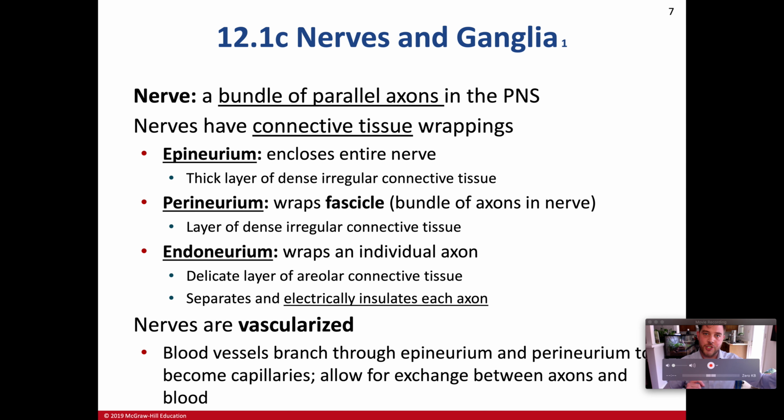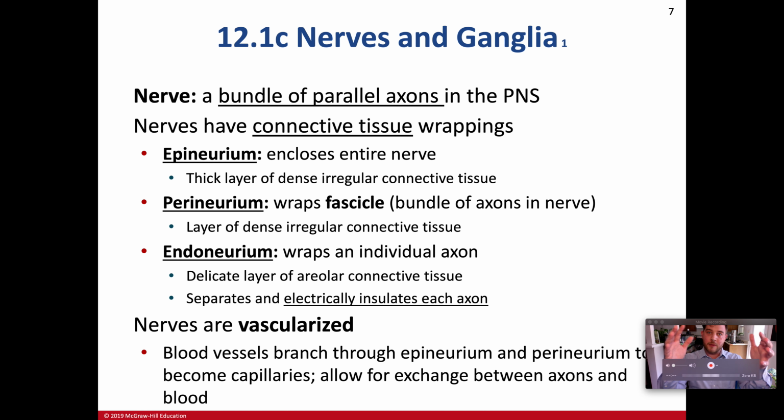Axons are the long extensions coming from a neural body. So they're bundles of those. So a nerve is not a single axon, it's a bundle of axons. They have connective tissue wrappings, just like skeletal muscle does. So this is going to sound pretty familiar from your skeletal muscle studies. There are three layers of that connective tissue: the epineurium, the perineurium, and the endoneurium.